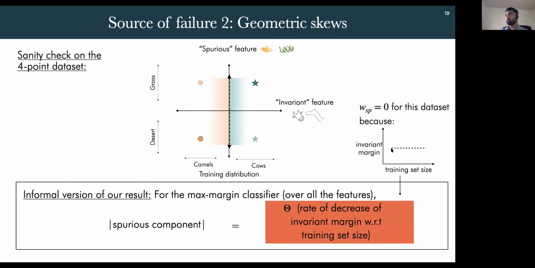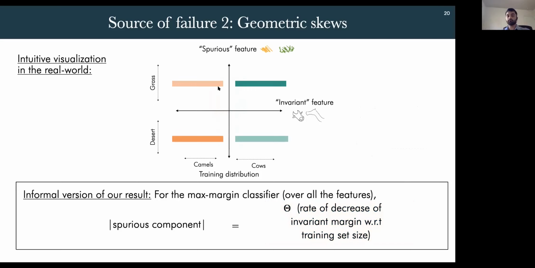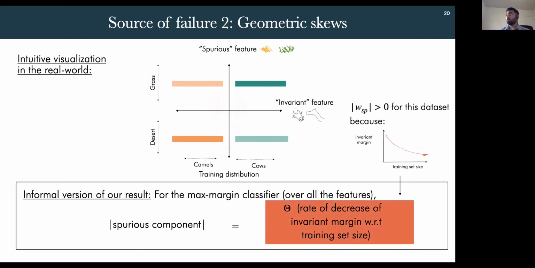Now, what happens in a more realistic setting where the distribution looks something like this, where the invariant features are more spread out? Here, like I said, we know that the margin of separation is going to decrease as I have more data. So what this theorem says is that there is going to be some positive rate of decrease, and therefore the spurious component is also going to be non-zero. That's what I mean when I say that this theorem explains why the classifier uses the spurious feature. Now I'll try to explain the intuition behind why this is the case.